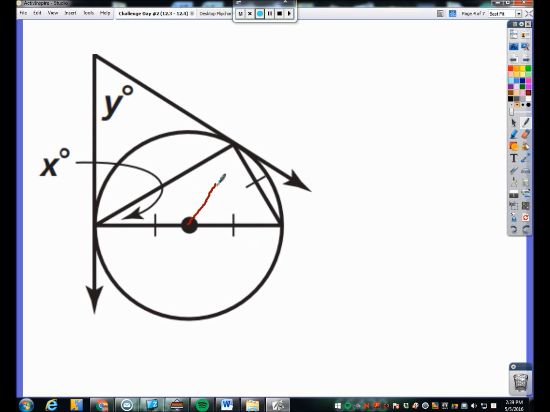So what I would consider doing is, what if I drew in another radius that's going to be congruent to these radii, and then I notice I've got an equilateral triangle. So all of these angles are 60 degrees.